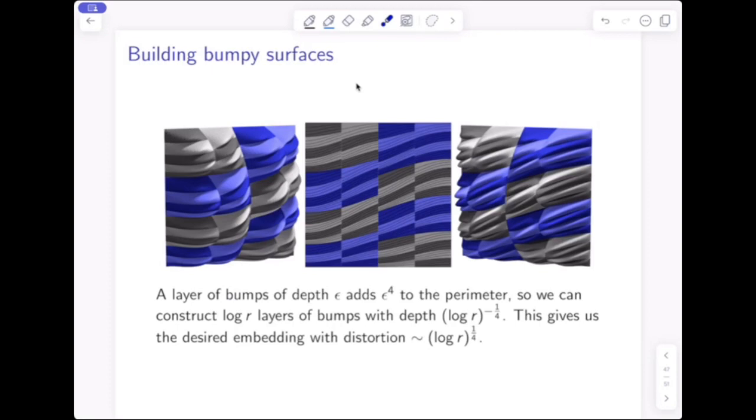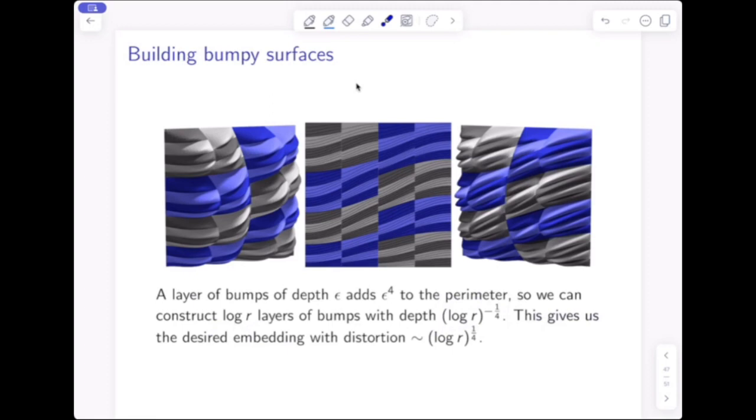Every time you do this, there's a cost. Adding a layer of bumps of depth epsilon adds epsilon to the fourth to the perimeter. And so if you want to construct log r many layers of bumps, enough to embed the ball of radius r, the depth has to be on the order of (log r)^(-1/4), or the size of the surface will explode. And so you can use this to get the desired embedding with distortion on the order of the fourth root of log r.